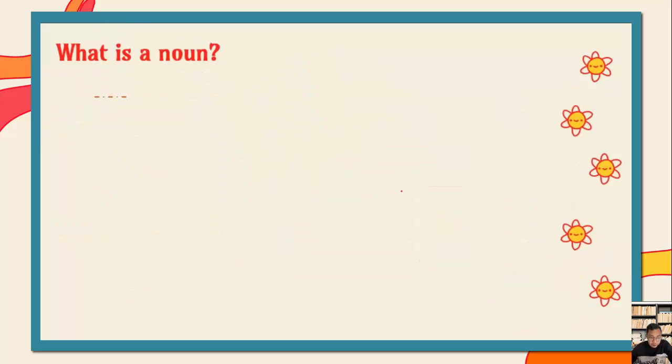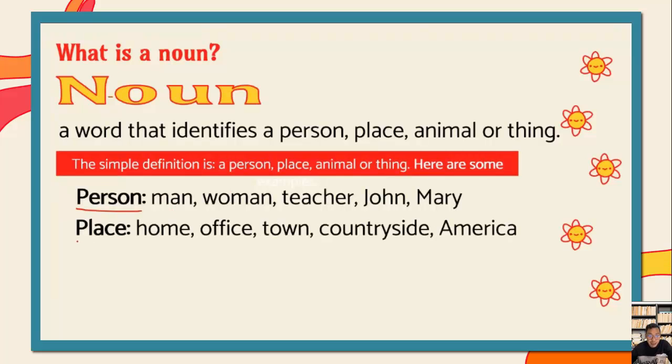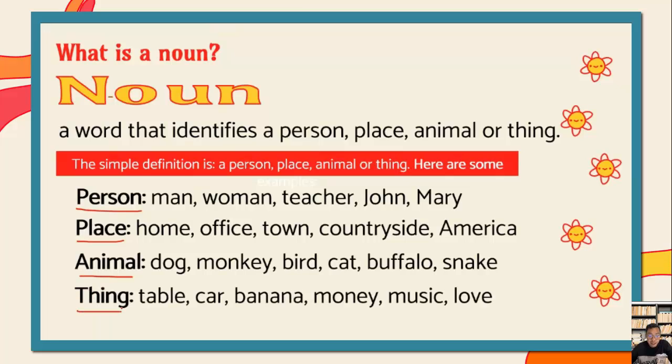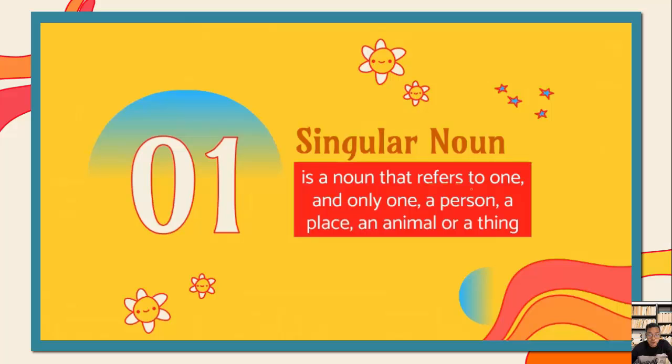Okay? For example, this one we have learned already. Noun can be a person, right? Noun can be a place. Nouns can be an animal. Nouns can be a thing. Let's take a look at singular noun. Singular noun refers to one, only one person, place, animal, or thing.